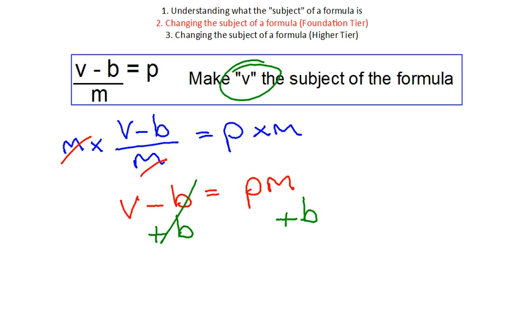These cancel, and so I'm left with v as the subject of the formula, and I'm left with pm plus b on the right hand side. Again, it doesn't have to be a numerical solution because we're not solving, we're just rearranging the equation.